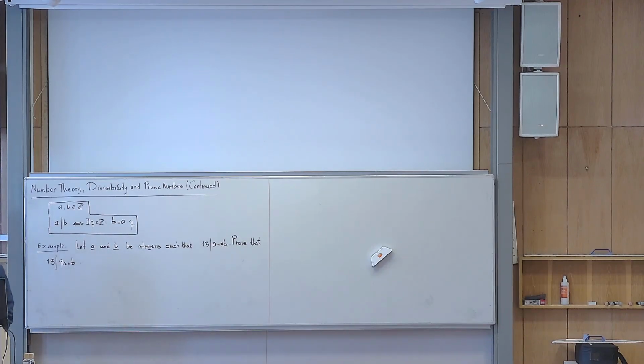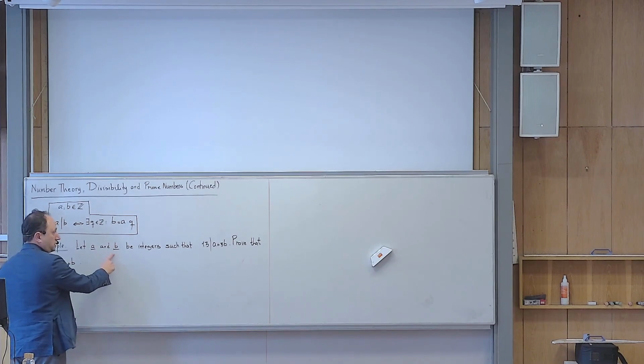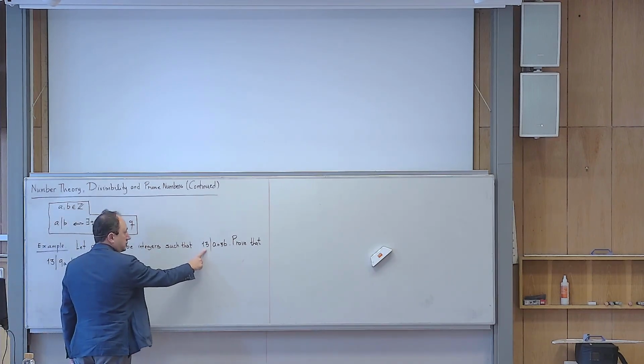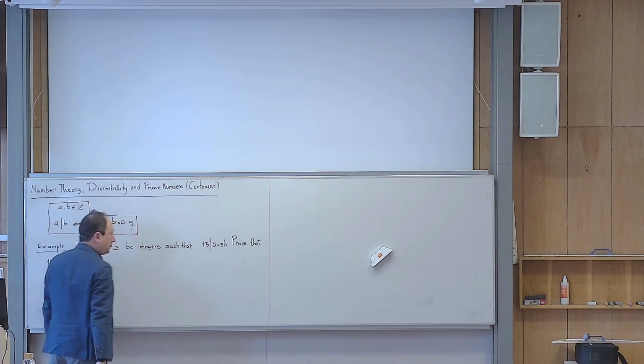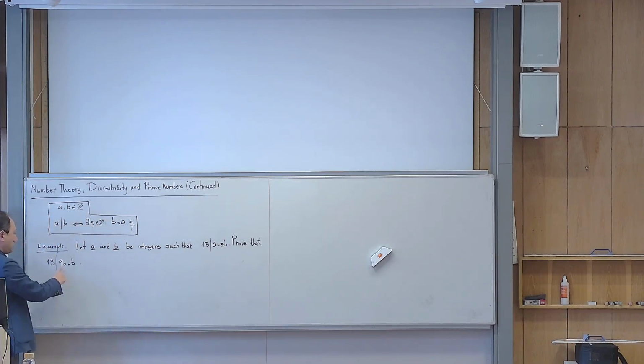So what is the meaning of this question? This question is asking, if I give you two integers and I guarantee you this condition to be true, then you want to prove that this condition is also guaranteed to be true. So this is the meaning of this.